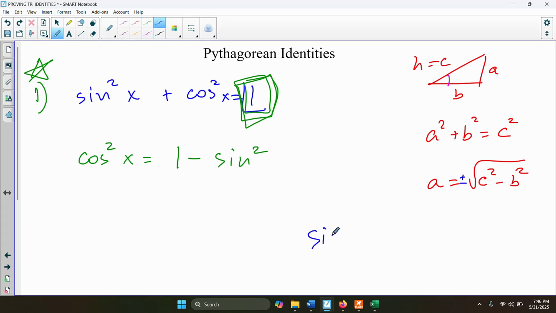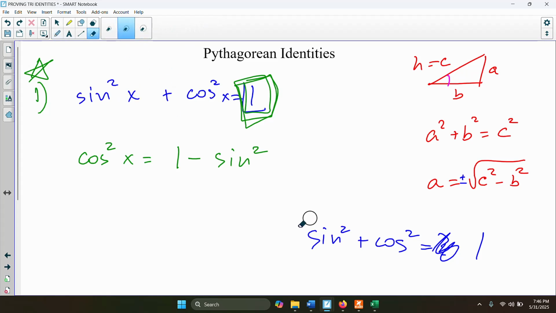Normally, if I have sine without the second power, I have no idea. I'm stuck. There's nothing I can do here. But the moment I have a square on both of them, so we love squares, oh, that's a 1. That will simplify. So in its own right, it's a really great Pythagorean identity, but it also leads to other identities.